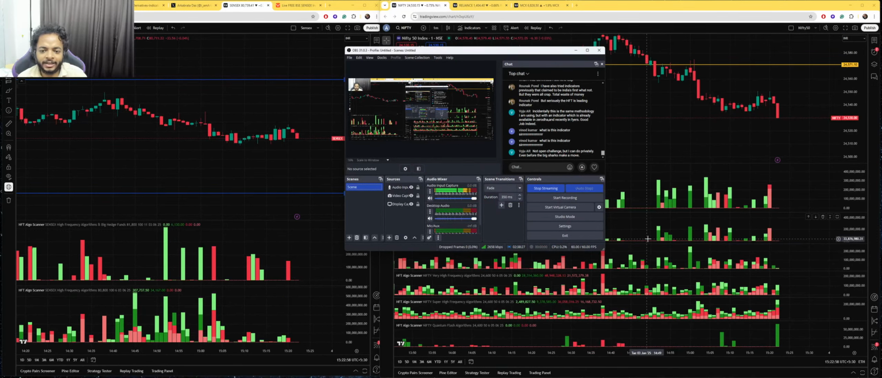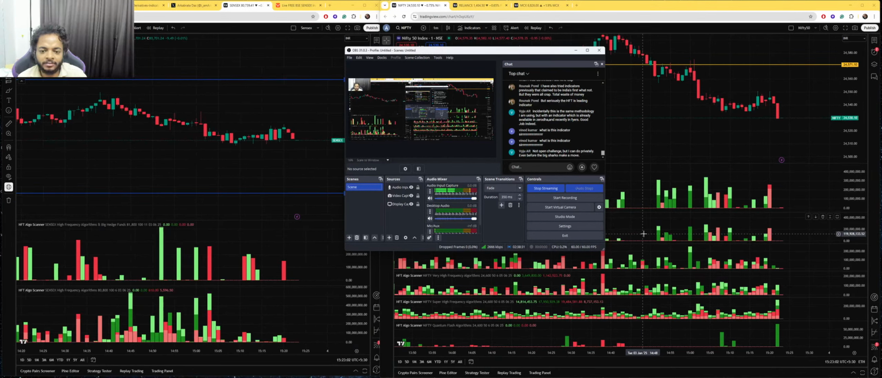Not an open challenge, but I can do it privately, even before the big sharks make a move. Okay, you can do it privately. You told me that there is something in Zerodha and Fires, an indicator which is already available. So you said an indicator which is already available in Zerodha and Fires. That's what we are saying. Can you name that indicator?